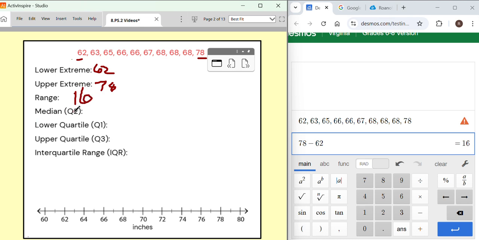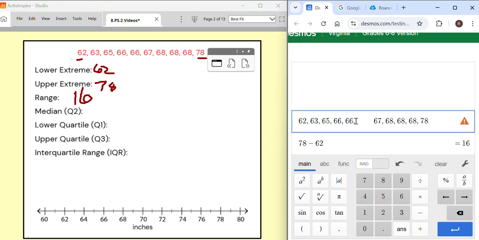Now we have to find the median, which is right in the middle. I'm going to come over here and count from each end. I'm going to space it out and count to make sure. 1, 2, 3, 4, 5. 1, 2, 3, 4, 5. So there's a problem here. That means the 66 and the 67 are right in the middle.